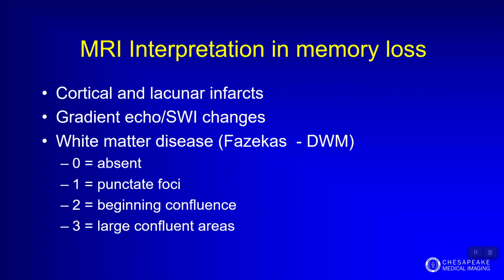This should include assessment of cortical and lacunar infarcts, looking for microhemosiderin on either gradient echo or susceptibility weighted imaging, and then doing a visual or semi-quantitative interpretation of white matter disease. I recommend using the Fazekas score, which assesses the deep white matter.